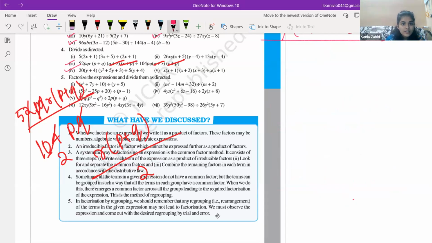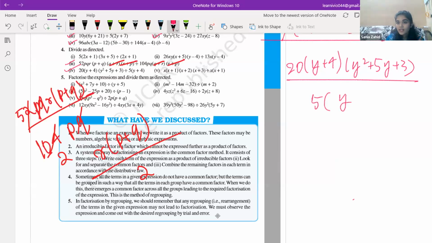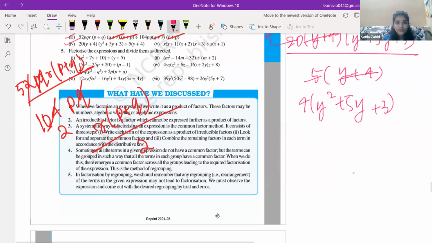Okay, the next one we have is 20 y plus 4 times y square plus 5y plus 3, divided with 5 y plus 4. So you can cancel y plus 4 and y plus 4, right? And you can also cancel 5 and 20. You get 4. So you get 4 times y square plus 5y plus 3. Now, can you factorize y square plus 5y plus 3?